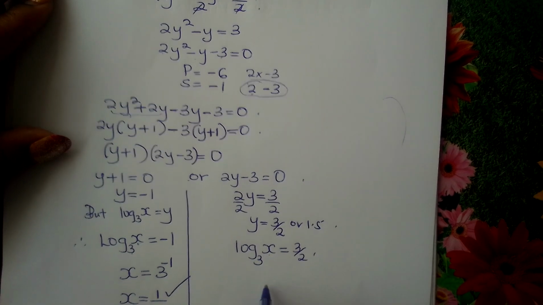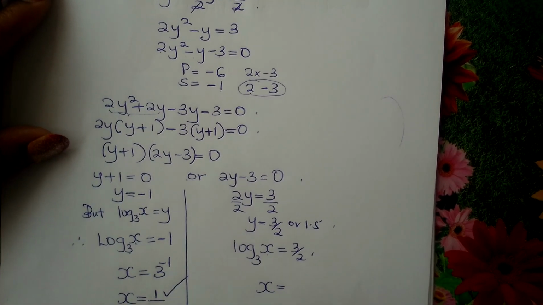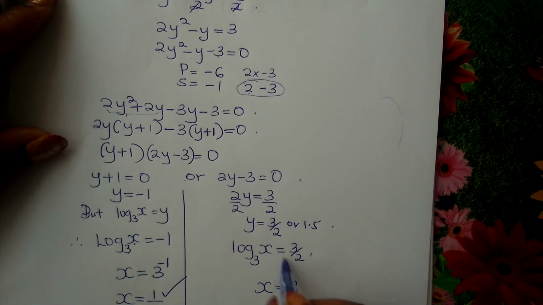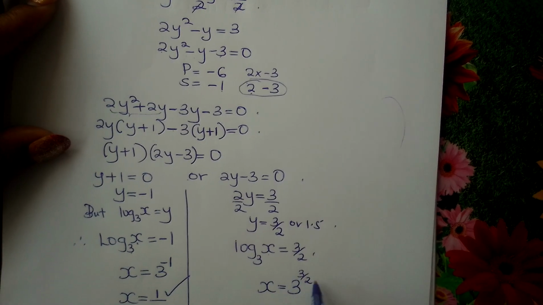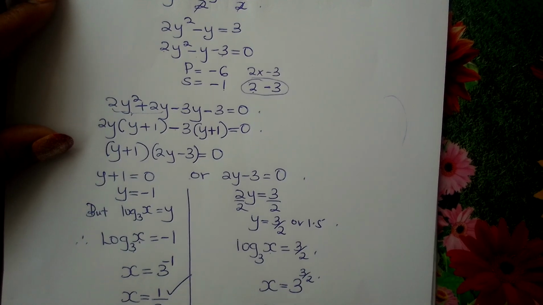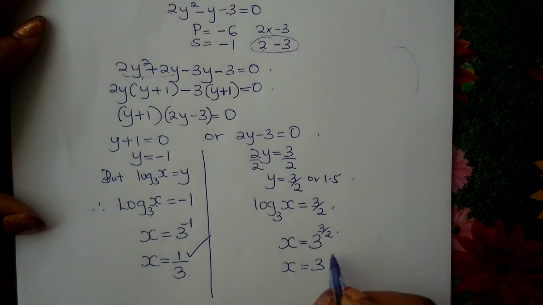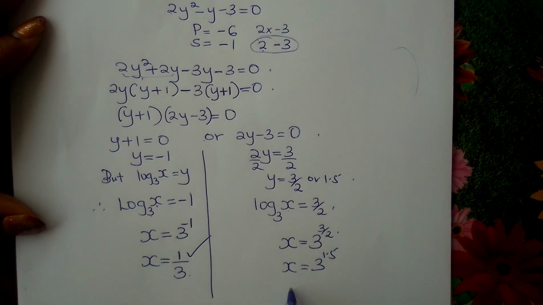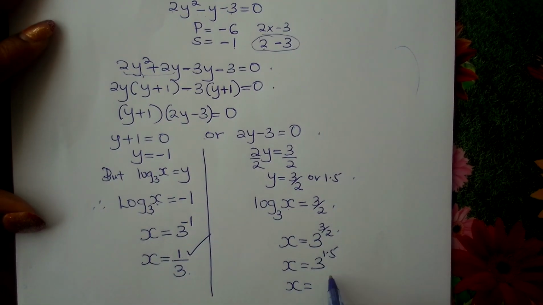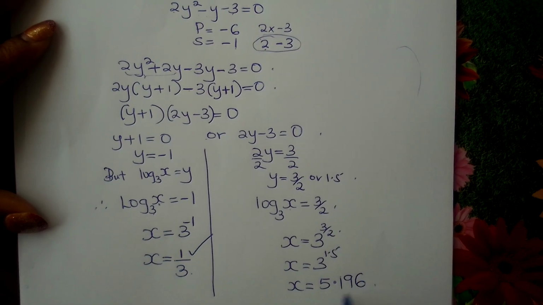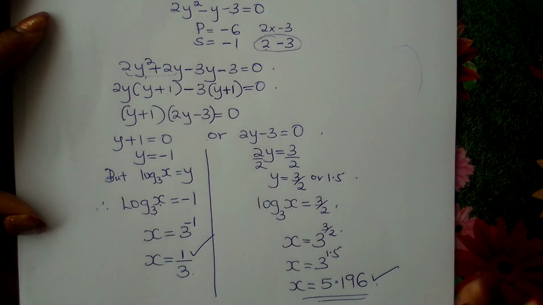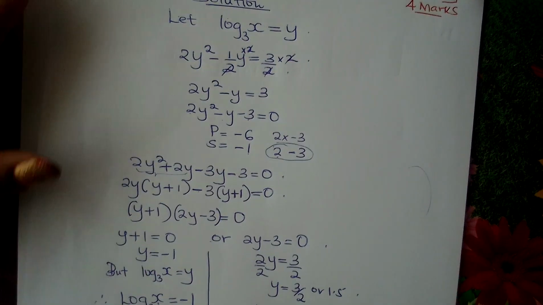And so what is x? X, just like we've done on this side, is equal to base 3 raised to this 3 over 2. So x is equal to 3 raised to 1.5. You can use a calculator here. 3 raised to 1.5 gives you 5.196. Good. And those are your values of x.